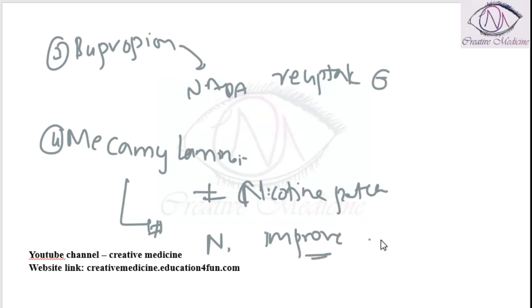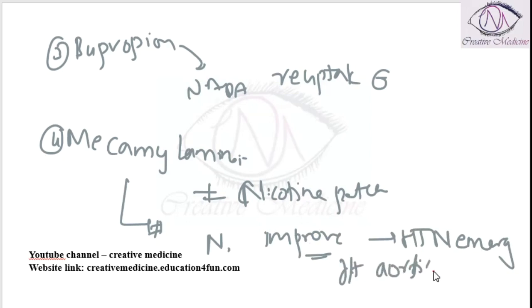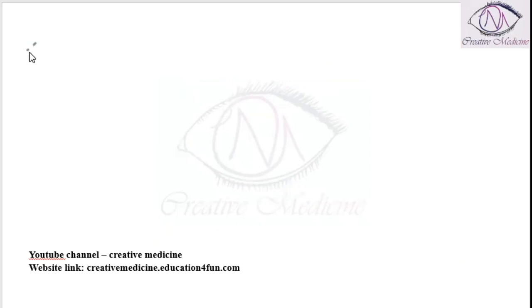It is used in hypertensive emergency due to aortic dissection. We can use mecamylamine. Then we have trimethaphan.